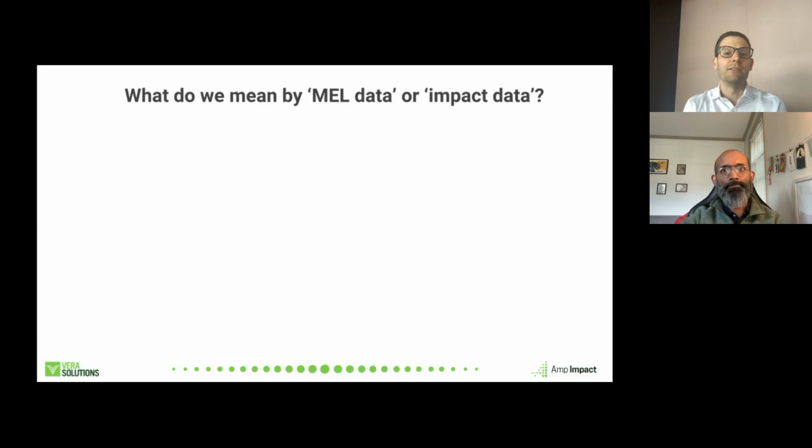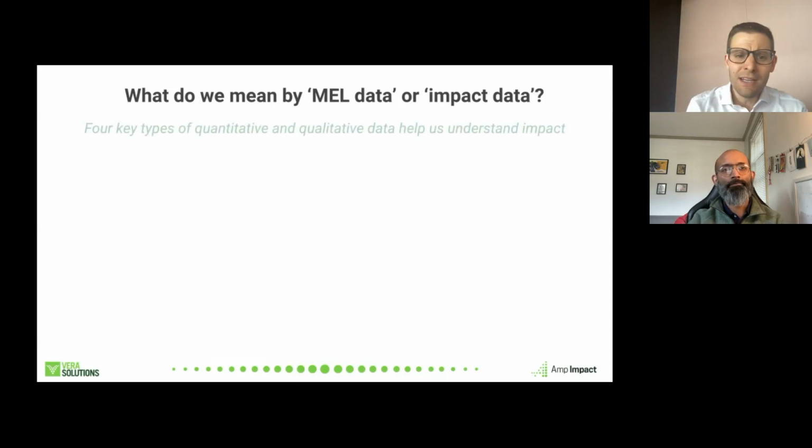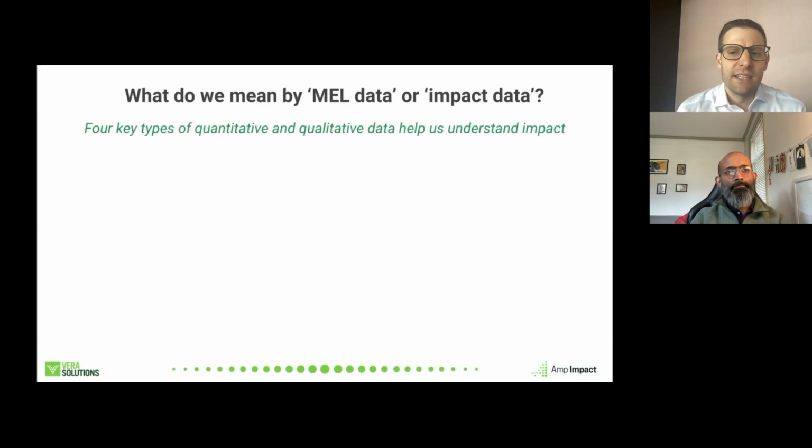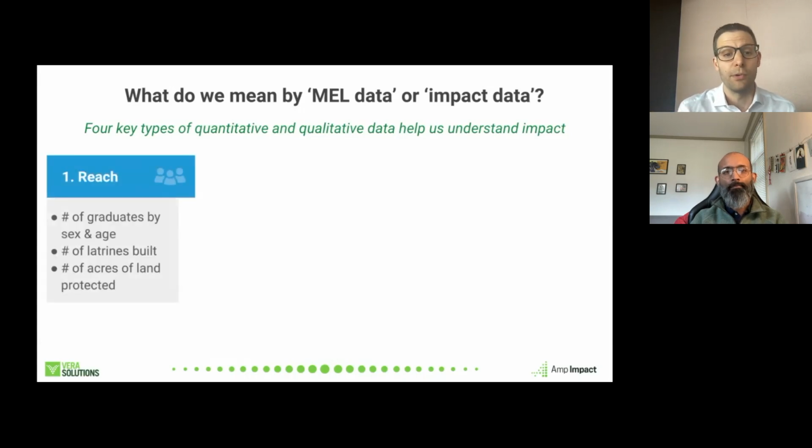So what do we mean by MEL data or impact data? I like to break it down like this. I like to say that there's 4 key types of quantitative and qualitative data to help us understand an organization's impact or a program's impact. They are definitely not mutually exclusive, but they are mutually reinforcing, and they're all super important. So the first is getting a handle on reach. This is tracking things like the number of people participating in the program, but having a really good handle on the demographics of that data.